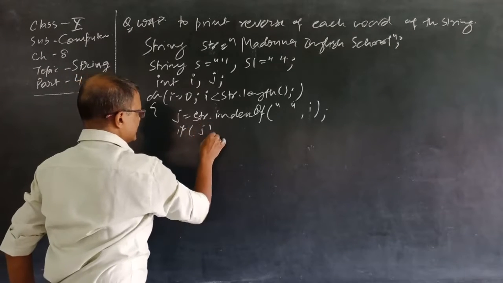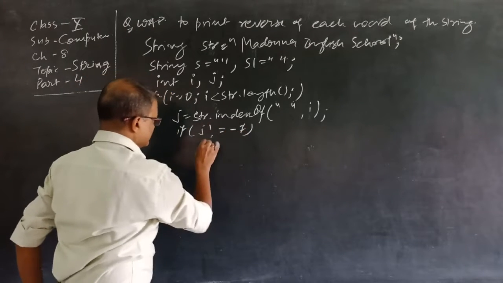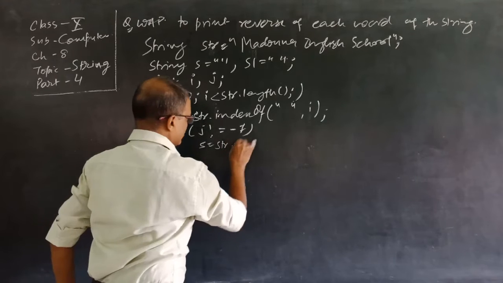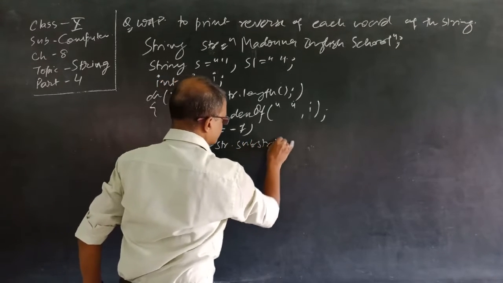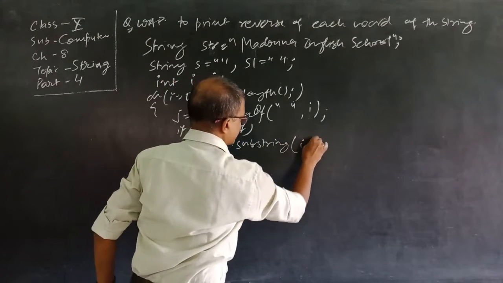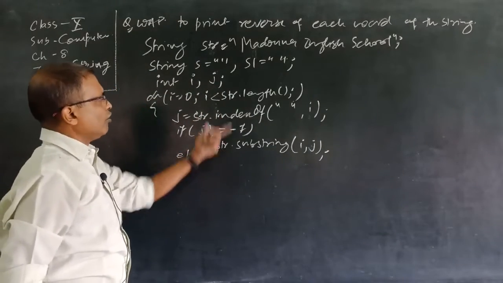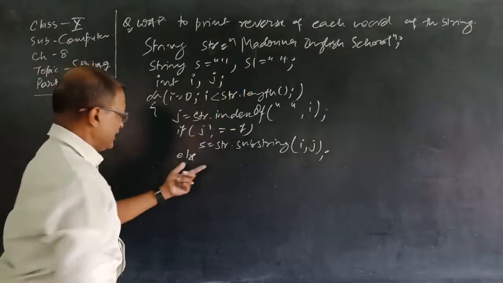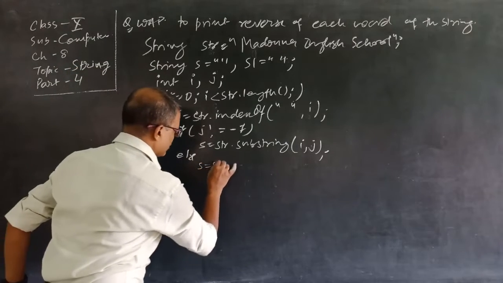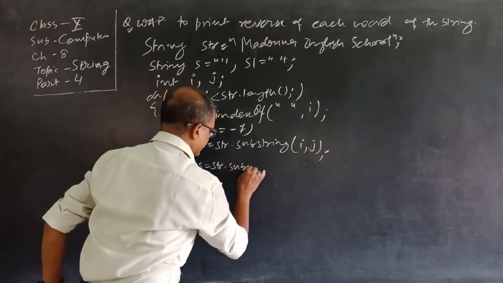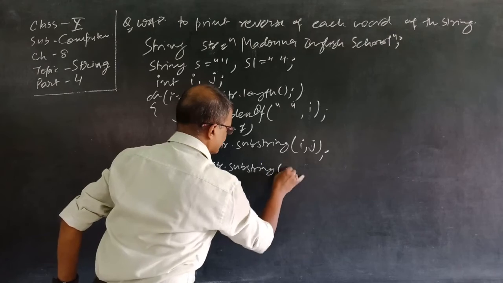Get the index j equal to str.indexOf(space, i), with i as the starting point, and apply the condition. If j is not equal to -1, then s equal to str.substring(i, j), else this s will store all the words except the last word, and to store the last word, s equal to str.substring(i).